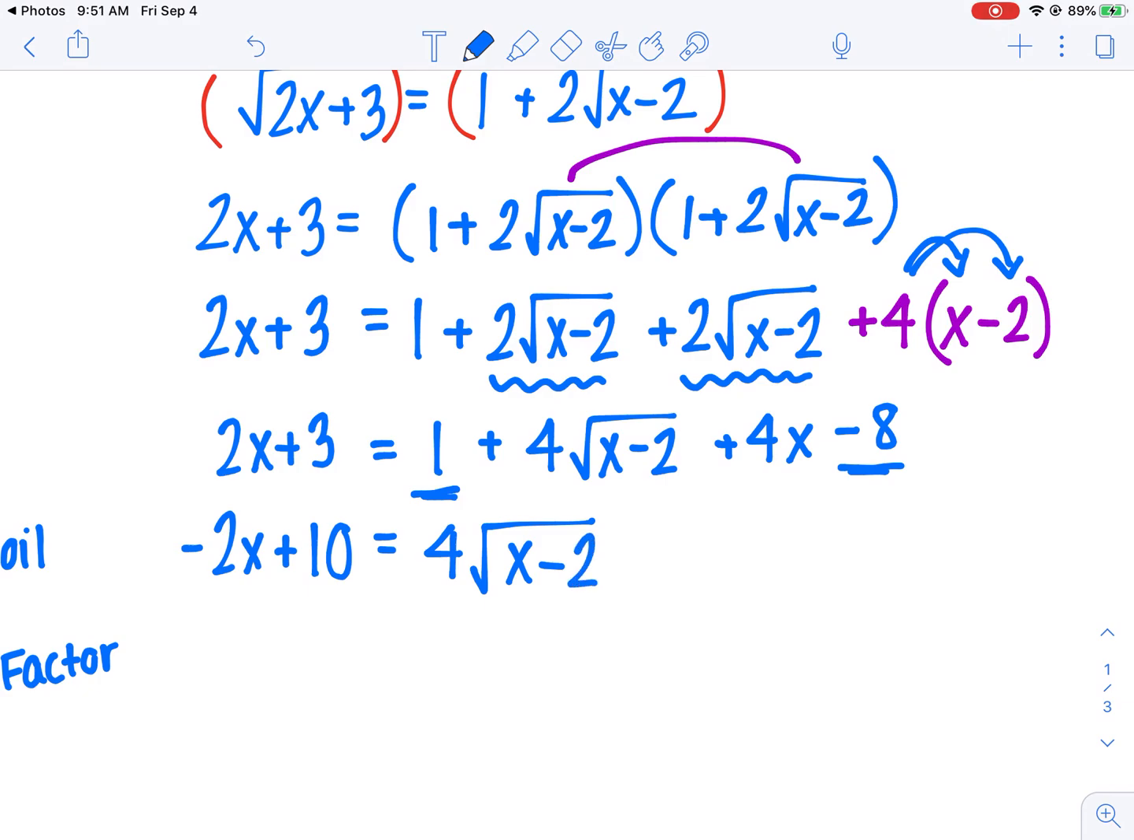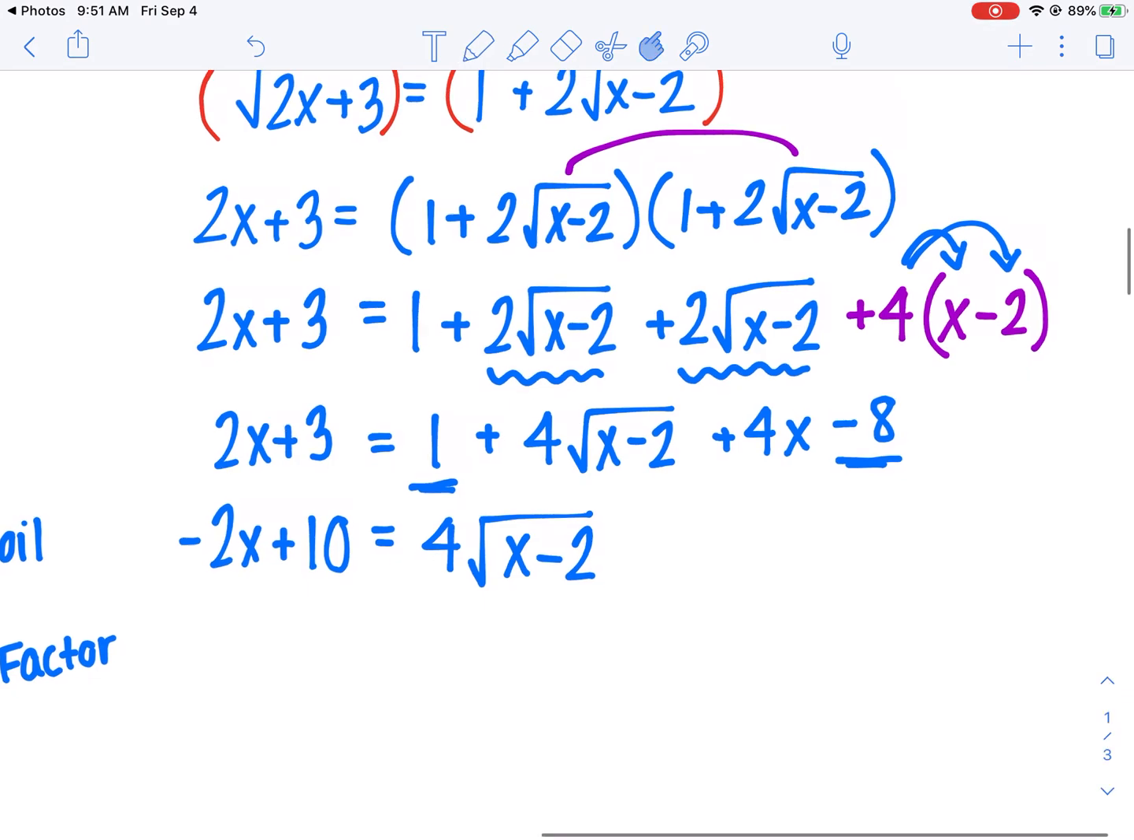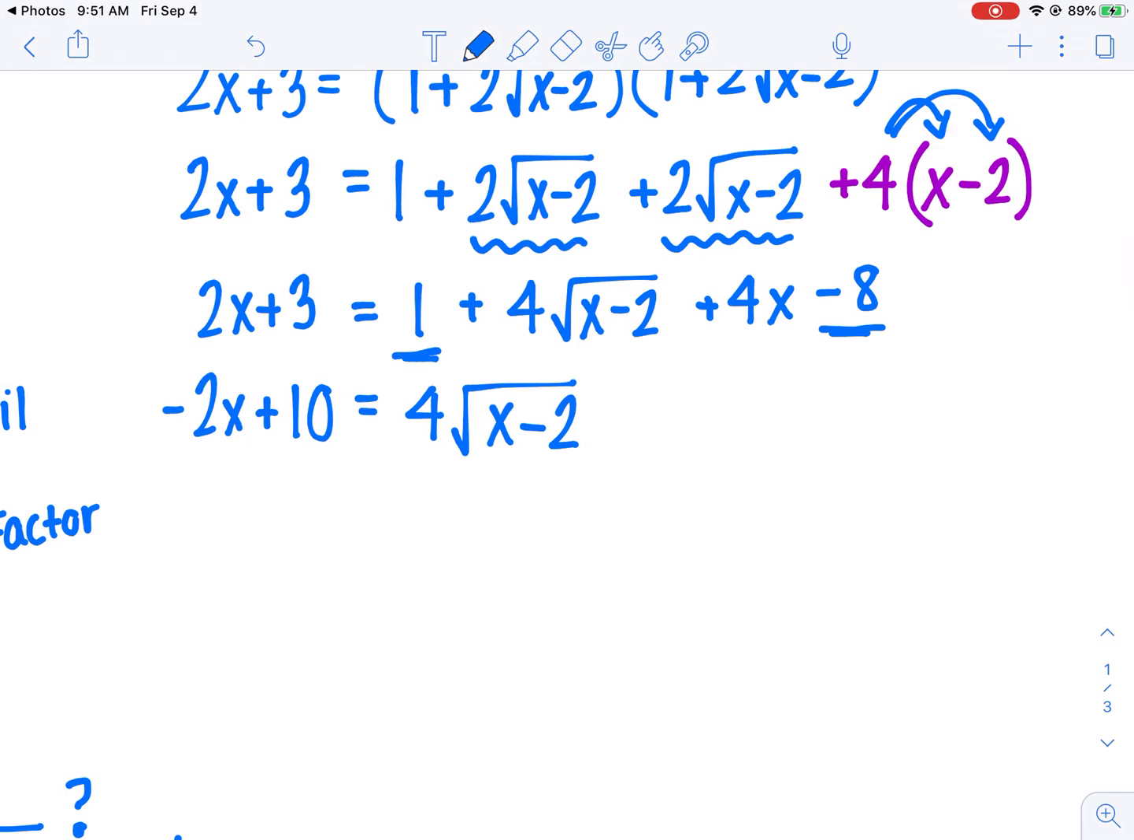So there's a couple steps in between there. Make sure you understand those. If you don't, please ask during class. Now this looks like a normal problem we're given. Let's divide both sides by 4.